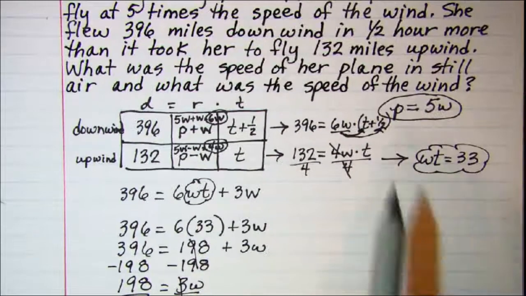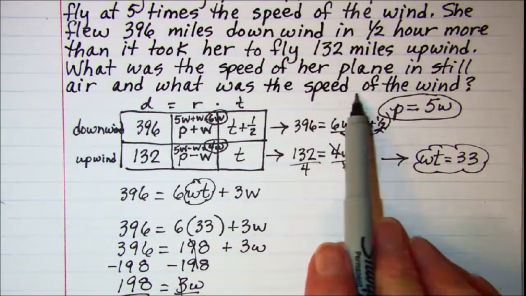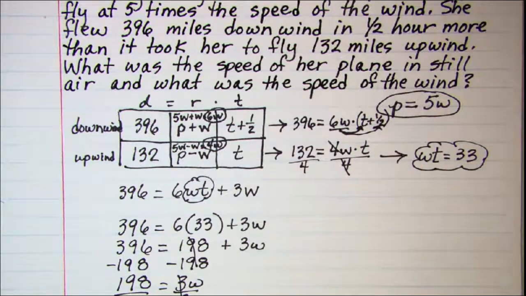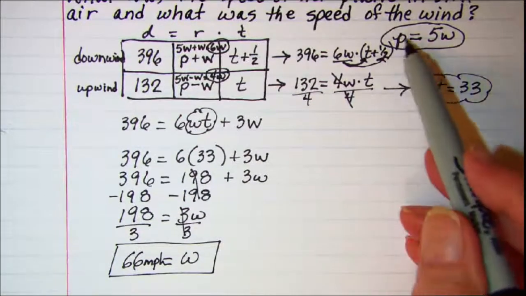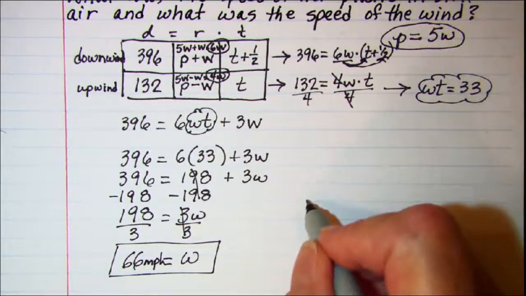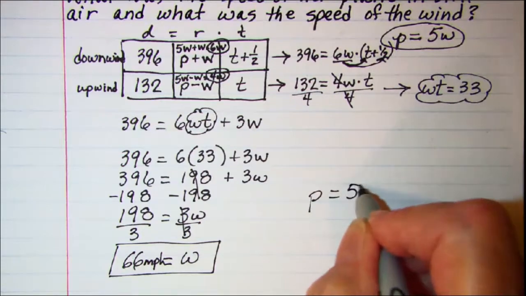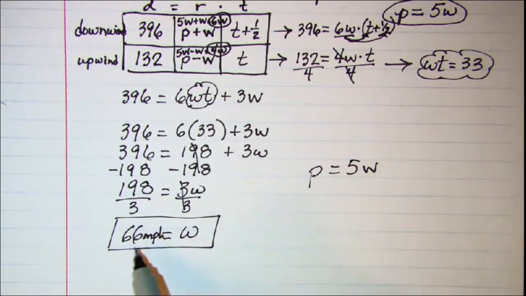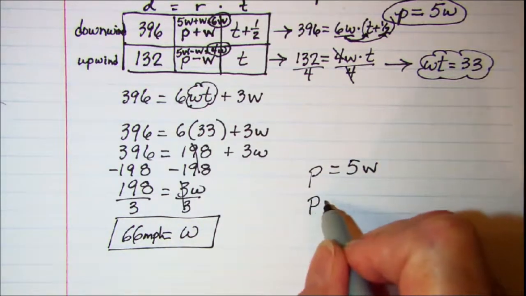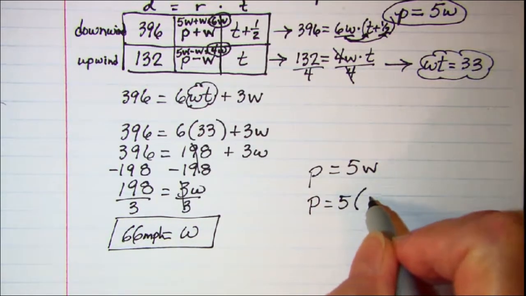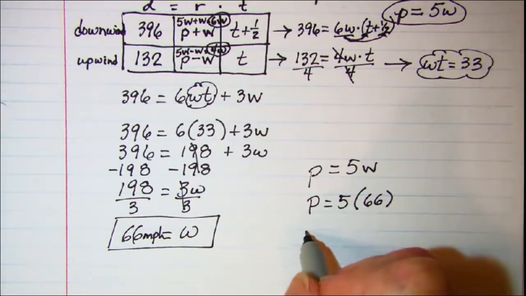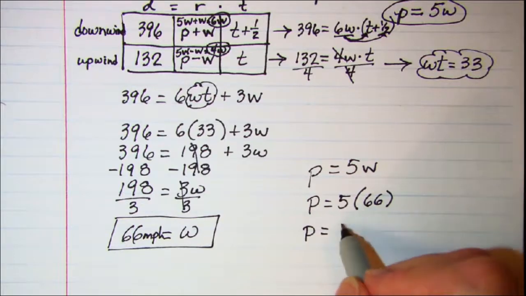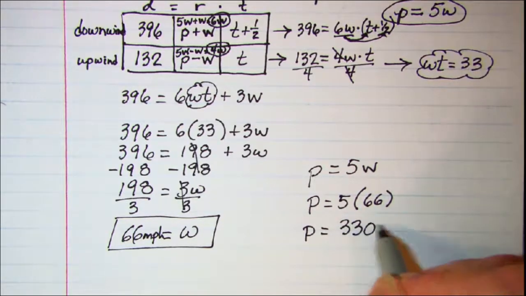I'm also asked, not only do I need to know the speed of the wind, but I need the speed of her plane in still air. So I will use this equation. Plane is equal to 5 times W, and I'll put in my value for W now. So my plane is 5 times 66, and that gives me the speed of my plane in still air is 330 miles per hour.